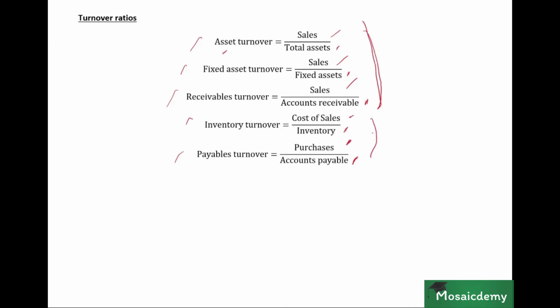And for inventory and payables, keep in mind that inventory uses cost of sales, so it's related to sales, and payables turnover uses purchases, which is related to cost of sales. So sometimes companies substitute purchases with cost of sales. Okay? So rules to remember: any turnover ratio, whatever precedes turnover is in the denominator, and most turnover ratios have sales in the numerator. That should make it easier to remember those formulas.